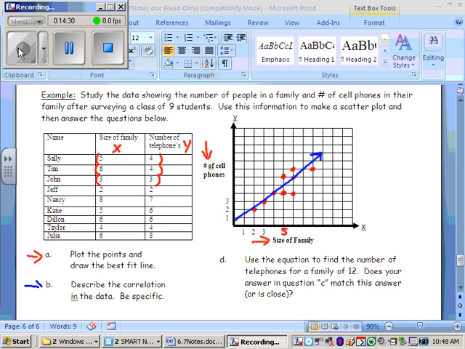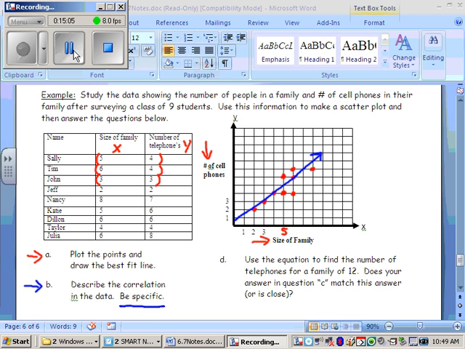Question B says, describe the correlation in the data and be specific. Well, we can see that it has a positive correlation because the slope is positive, or the line is going up. What this means in this situation is that both are increasing when there's a positive correlation. That means as the size of the family increases, so does the number of cell phones. So when it says to be specific, that's what you'd want to say. That as the size of the family increases, the number of cell phones increase as well.